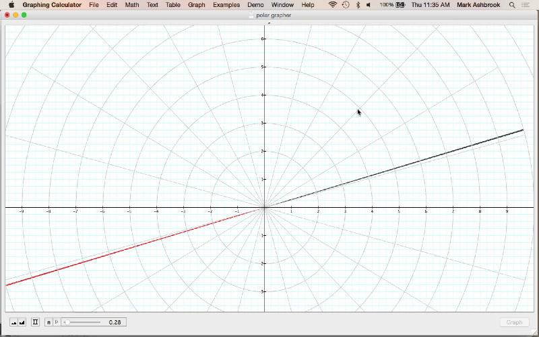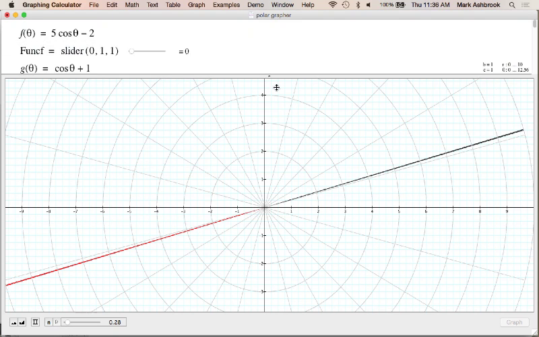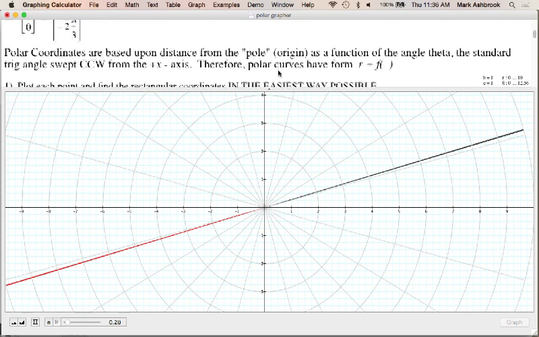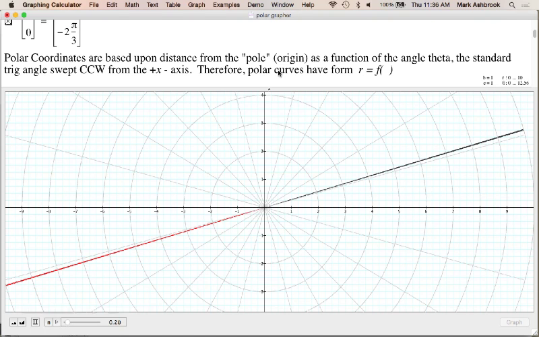Okay, so polar coordinates are totally different than rectangular coordinates. The only thing that's the same about them is that it takes two coordinates to do it, but the two coordinates are totally different than x and y. The two coordinates that you have are r and theta, and so this is very closely related to trigonometry. So polar coordinates are based on the distance from the pole, so we call the origin the pole.